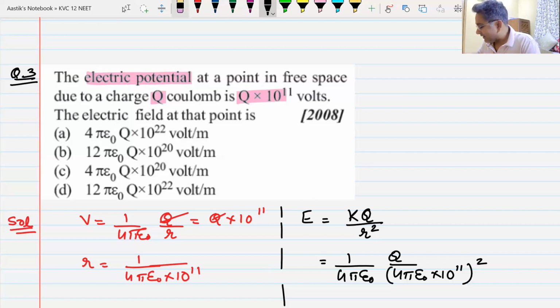So what I have done is I have divided it here. I should not have divided it here. I should have multiplied it there. Yes or no? Yes, sir. Yes, that was a mistake.